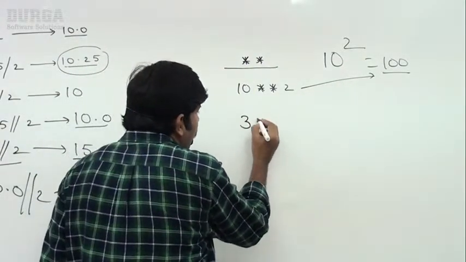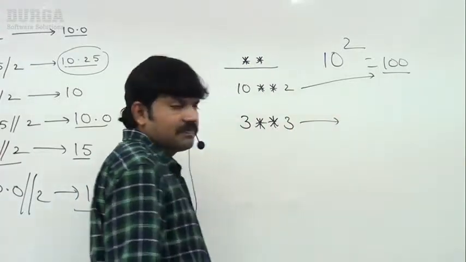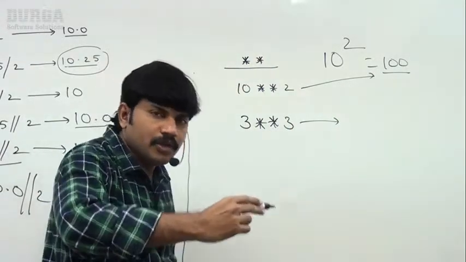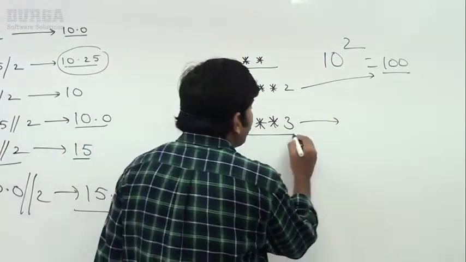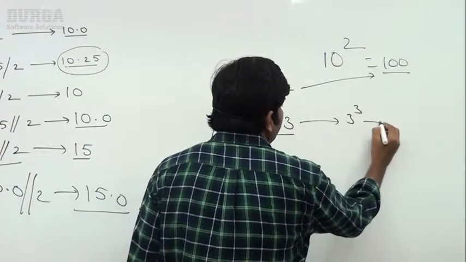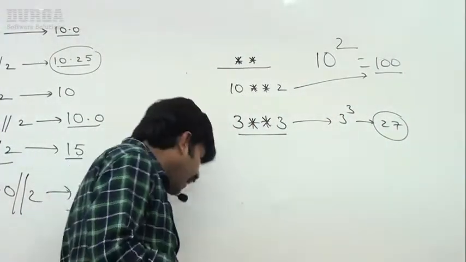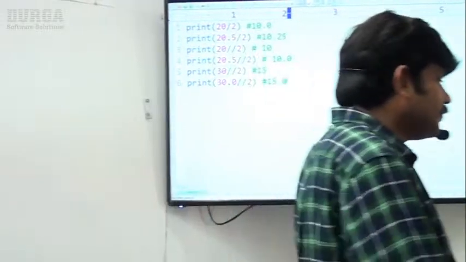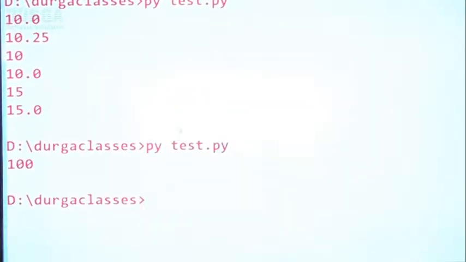So 3 double star 3, sir, I'm taking. So 3 power 3. 3 power 3 means 3 into 3 into 3. 3 into 3 is 9, 9 into 3 is 27. 27 is the value we are going to get. Have a look once. Is it correct or not? Print of 10 double star 2, exponential operator, right? 100 is the answer we are getting.